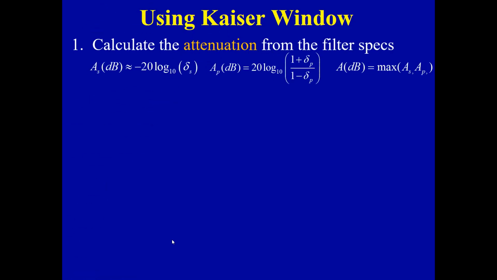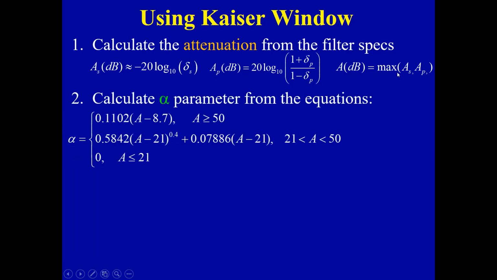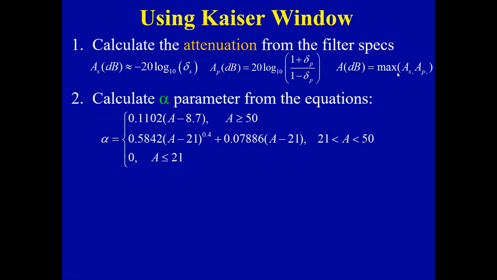So how do you use these windows? Well, there are some design equations that we use to come up with the Kaiser window and the alpha and beta values you need. Again, we start with the attenuation specs for the passband and stop bands. And we want to come up with a single parameter A, which is the worst case attenuation that's allowed. And then use that A value to compute the alpha parameter in the Kaiser window using one of these three equations depending on the value of A you're trying to achieve.